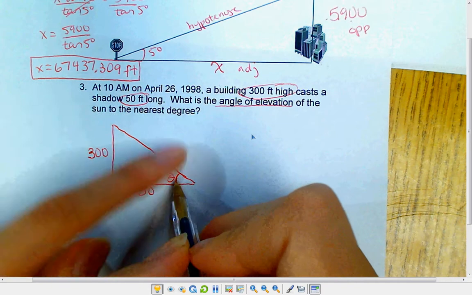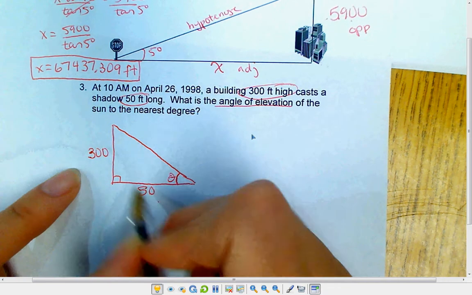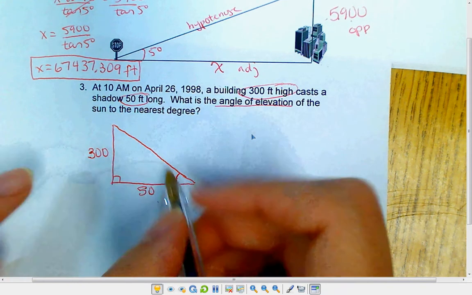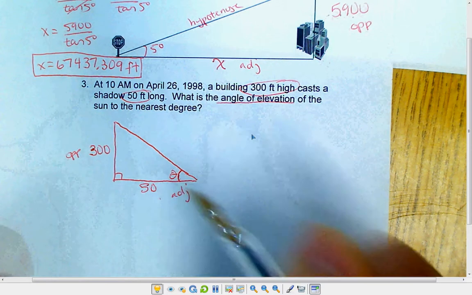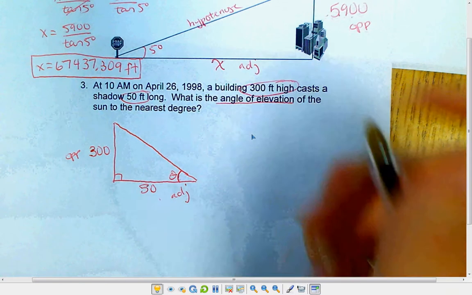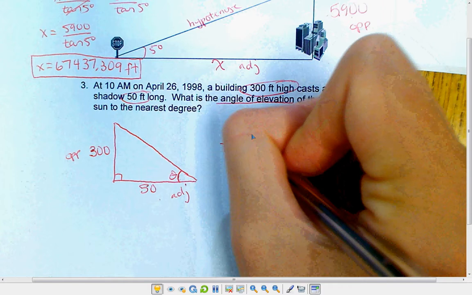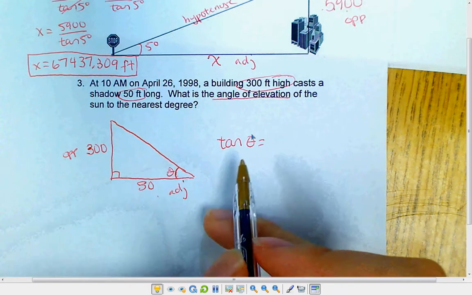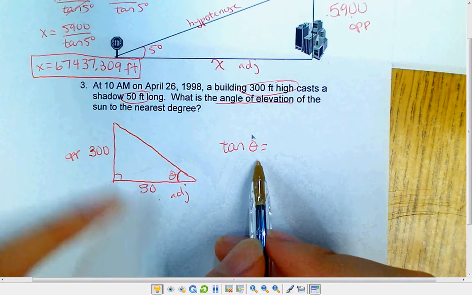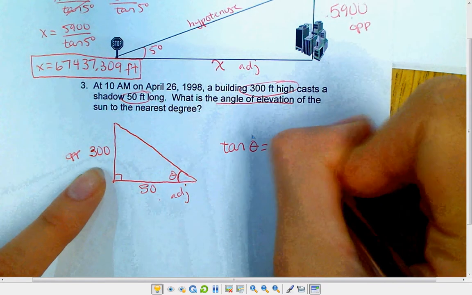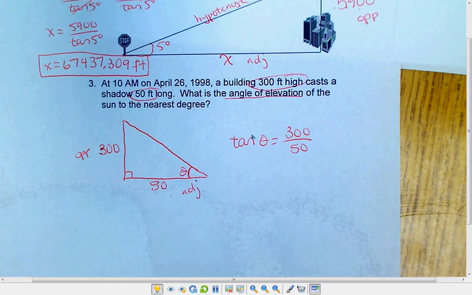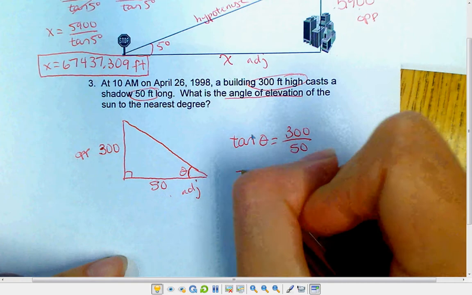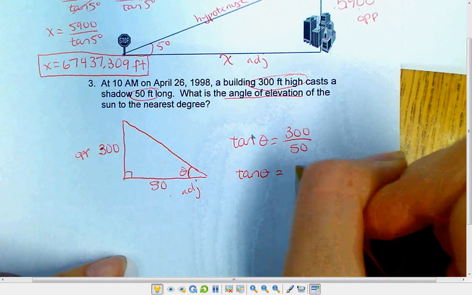So looking at this triangle, the two numbers that we know, this is the one that's opposite this angle, this is the one that's adjacent. So we're again going to use the one that's opposite over adjacent, which is tangent. So tangent of this angle, which is unknown, so I'm just going to write it as theta, is opposite, which is 300, over adjacent, which is 50. And we can do 300 divided by 50, it's 6.